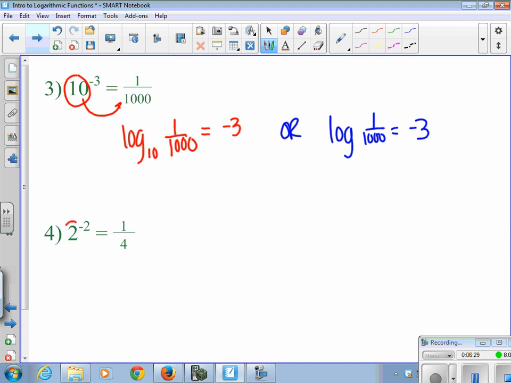And then number 4, I'm going to shell snail. So this is going to be 2 to the negative 2 equals 1 over 4. No, I'm writing this as a log. So this is not going to be that. This is going to be log base 2 of 1 over 4 equals negative 2. Sorry about that. All right, so then these are all of our exponentials as logs.